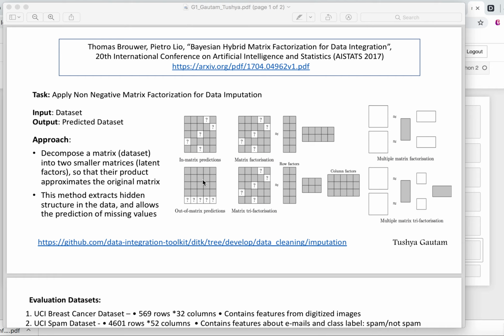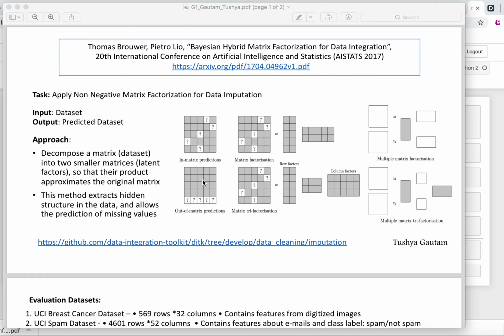Hello, my paper is Bayesian hybrid matrix factorization for data integration. What is matrix factorization? Just like how if you have a number, say 20, you can split it into two numbers, 10 and 2, which are factors, and if you multiply them, you get 20. The same way, you can split a matrix into two smaller matrices known as latent factors or latent matrices, such that if you multiply them back, you get the original matrix.